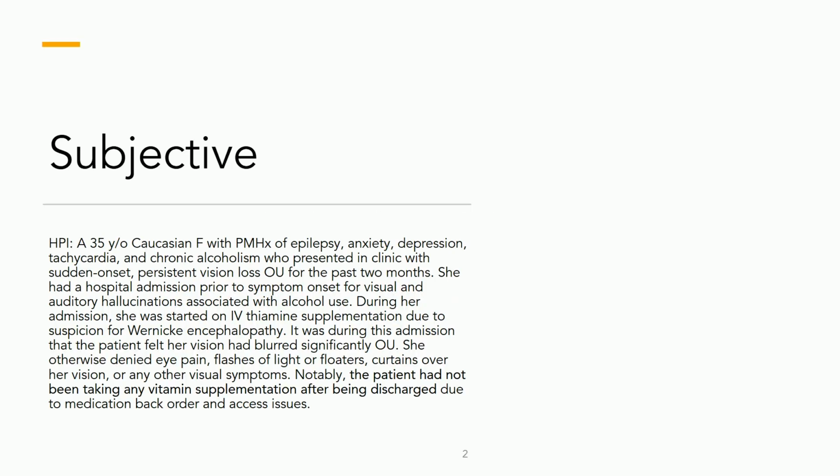All right, so we have a 35-year-old Caucasian female, history of epilepsy, anxiety, depression, tachycardia, and chronic alcoholism, who presented in clinic with sudden onset persistent vision loss in both eyes for the prior 2 months. Notably, she had a previous hospital admission prior to symptom onset for both visual and auditory hallucinations associated with chronic alcohol use. During that admission, she was started on IV thiamine supplementation for suspicion of Wernicke encephalopathy, and it was during this admission that she first noticed her vision changes occurring in both eyes.